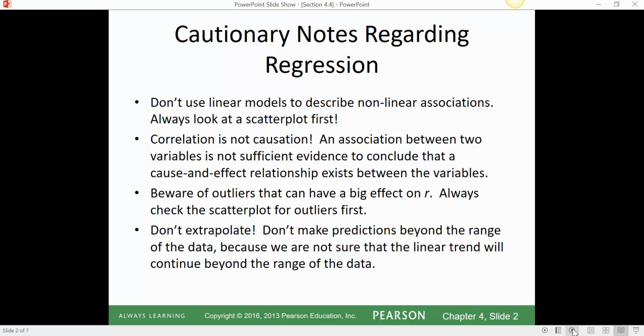You can get unrealistic results, and we really don't know what happens before or after our data. We're given just this very narrow snapshot, so it's very possible that the data could be nonlinear, given our narrow focus.